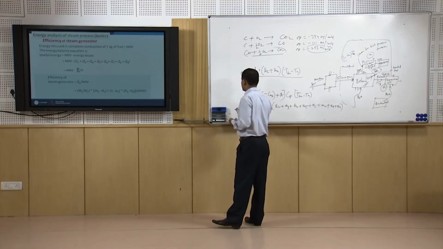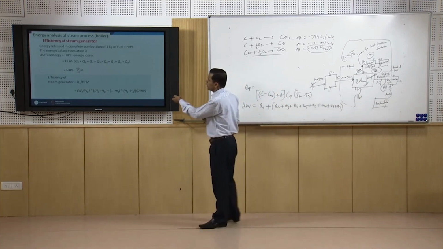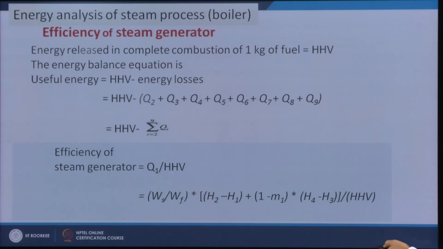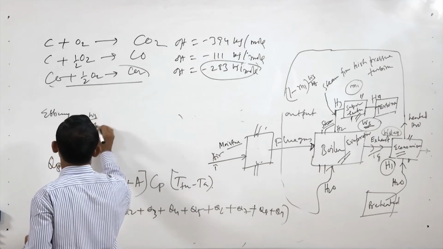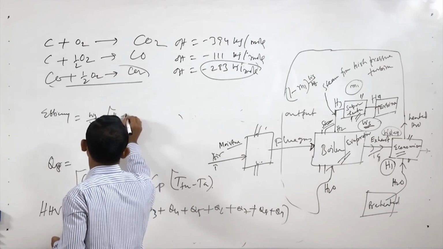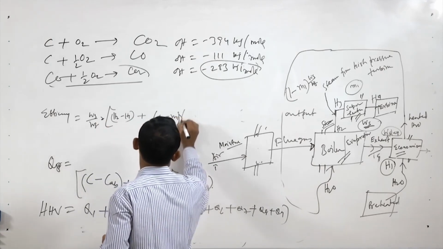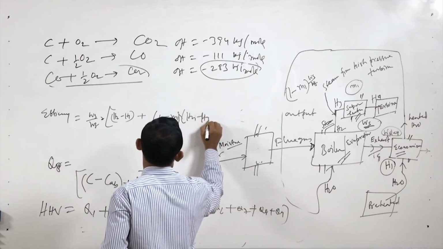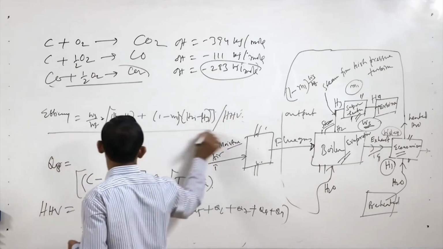So what will be the efficiency in this case? Efficiency will be the useful energy, that is Q1, divided by HHV. So that efficiency is equal to Ws by Wf into (H2 minus H1) plus (1 minus M1) into (H4 minus H3), divided by HHV. So this is the efficiency of this.